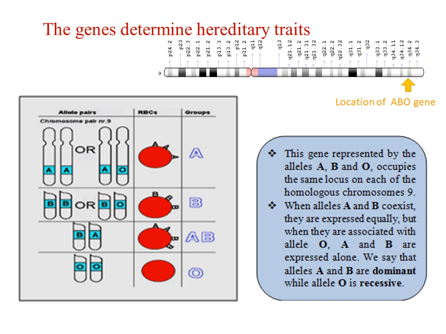Genes determine hereditary traits. For example, chromosome number 9 has many genes. One of these genes is called the ABO gene. This gene codes for blood group. This gene, represented by the alleles A, B, and O, is called a multi-allelic gene. The alleles occupy the same locus on each of the homologous chromosomes 9.